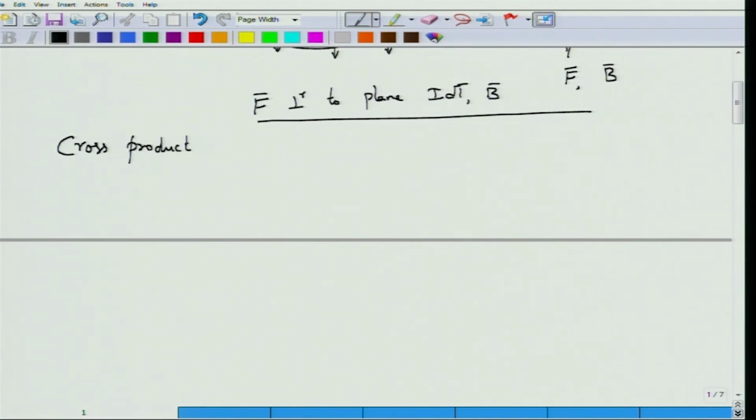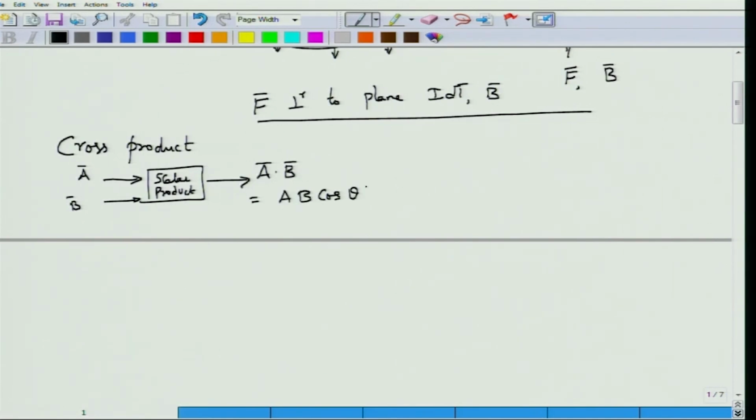We have already seen one type of product, called the scalar or dot product, in which you took 2 vectors and produced a scalar. You could think of the scalar product as a machine that takes 2 vectors as inputs and generates a scalar at the output, and this scalar was defined as the dot product of the 2 vectors. It was given by the magnitude of vector A, the magnitude of vector B, and the cosine of the angle between the 2.